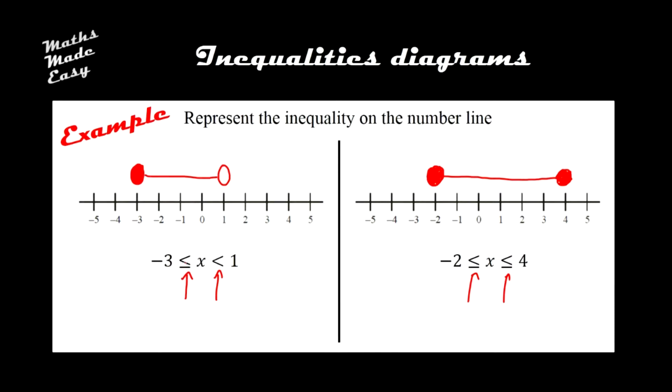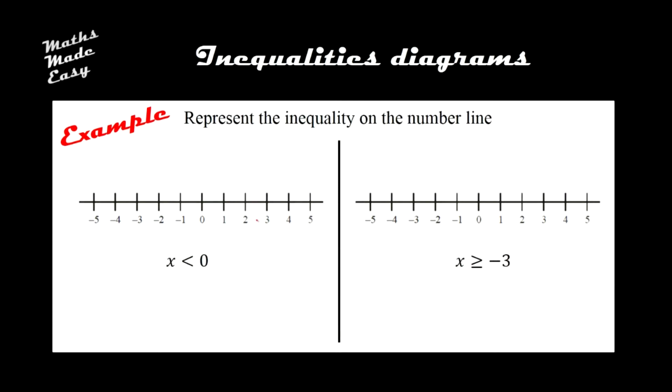So in summary, put circles above your two numbers, draw a line between them to show that you're looking at the numbers that are between -3 and 1, or whatever numbers you have, and then shade in the ones where it's less than or equal to, but the ones where it's just less than, leave it open. Here are some more examples.